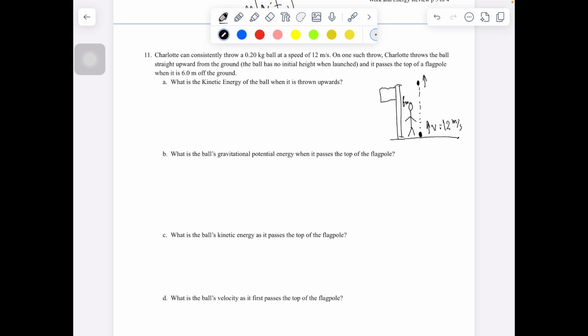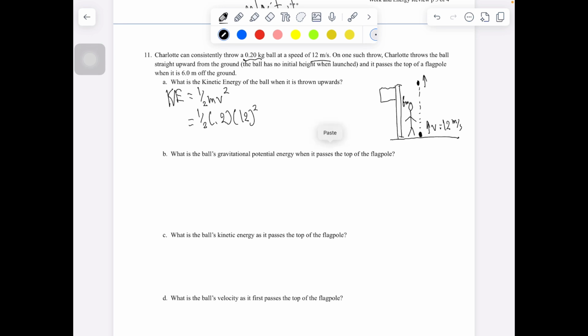Well, kinetic energy, we have an equation for that. It is 1/2 the mass times the velocity squared. If we go ahead, we plug everything in, our mass, 0.2 kilograms. Our velocity is 12 meters per second. Don't forget to square it.